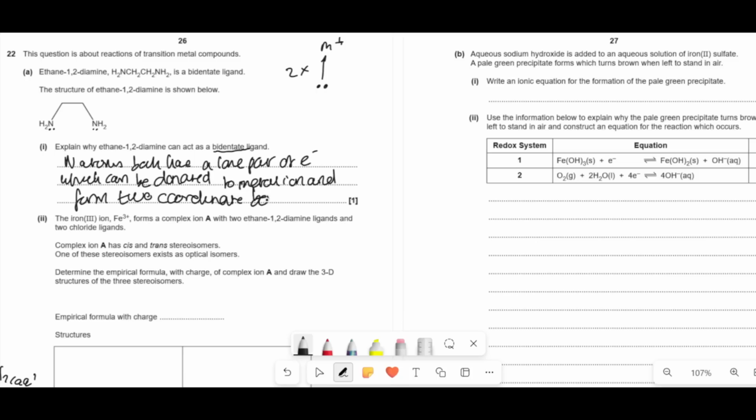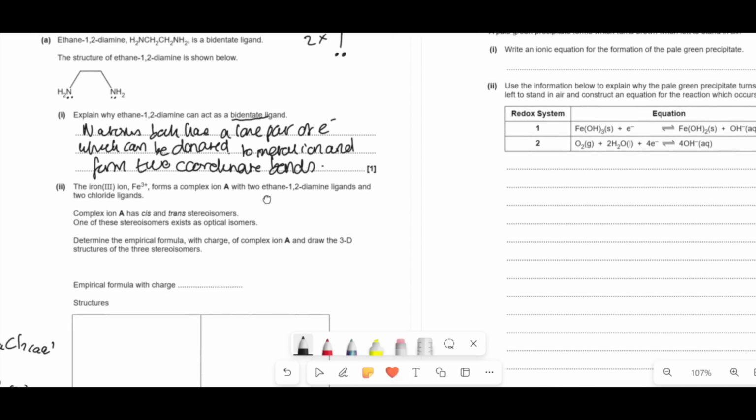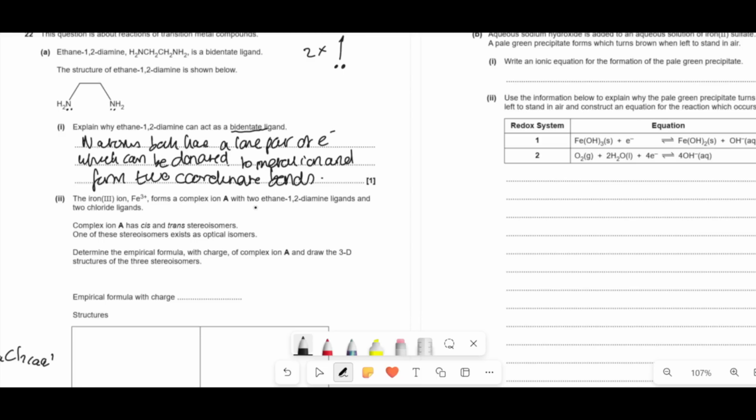coordinate bonds. That's fundamentally what a coordinate bond is. You can't do that if you don't have a lone pair or something to give. Because normally your covalent bond is 1 electron from one and 1 from the other, a shared pair. But here, both of them are coming from the same species, so they both have to have electrons to give.